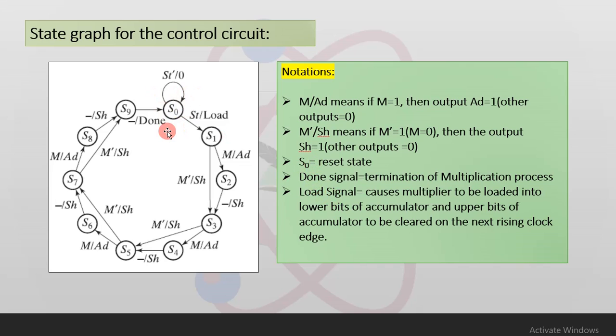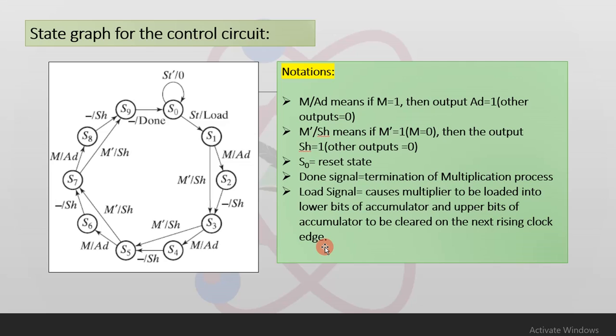S0 will correspond to the reset state and the done signal corresponds to the termination of the multiplication process. The load signal will cause the multiplier to be loaded into the lower bits of the accumulator and the upper bits of the accumulator to be cleared for the next rising clock edge. So let us begin with the process.